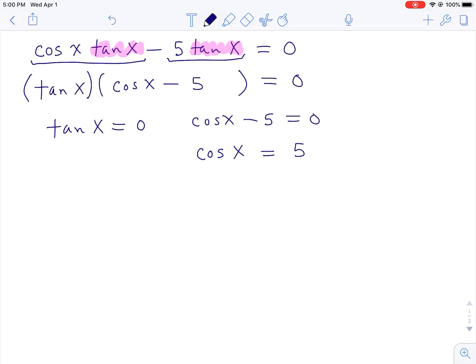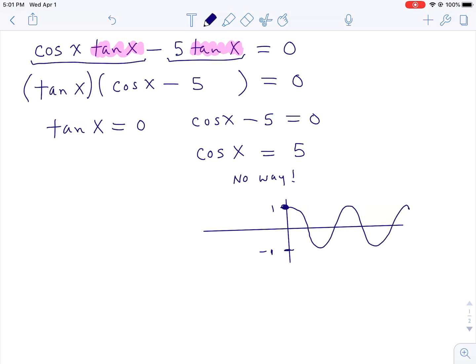I'm actually going to start over there with the cosine. Guess what? Can cosine ever equal 5? And the answer over here is no way. Because, just a quick reminder, the range of cosine is -1 to 1. And just to tie up some loose ends, if I graph cosine, remember it starts up high at 1 and then meanders between +1 and -1.